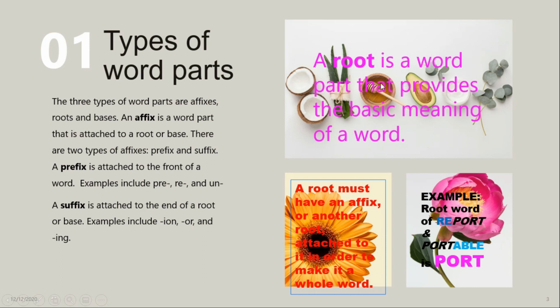A root is a word part that provides the basic meaning of a word. A root must have an affix or another root attached to it in order to make it a whole word. For example, look at this. Root word of report and portable is pot. In the word report, re is a prefix attached to a root word pot. In the same way, here pot is a root word, able is attached as a suffix to this root word.